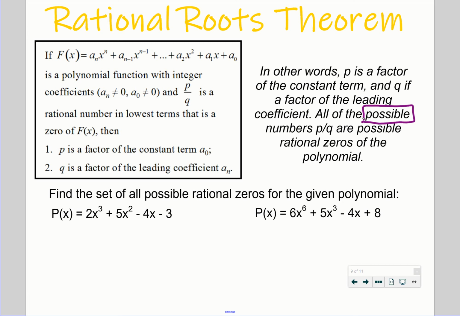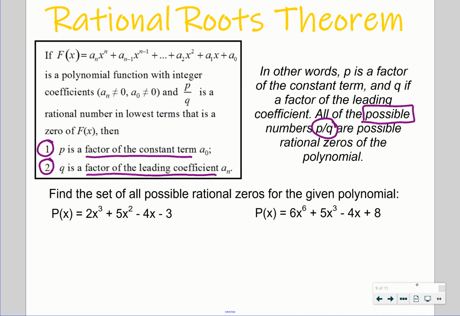To create the list of possible rational roots, we're going to create two sets of numbers, p's and q's. P's are going to be factors of the constant term, and Q's are going to be factors of your leading coefficient. All the possible P's over Q's are going to be possible rational zeros of the polynomial. So we're going to do a couple of these together so you can see what this looks like. And again, we're not solving the polynomial here, we're just creating a list of numbers that could be possibilities.